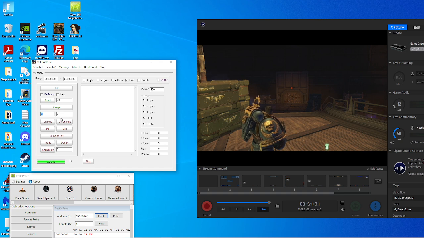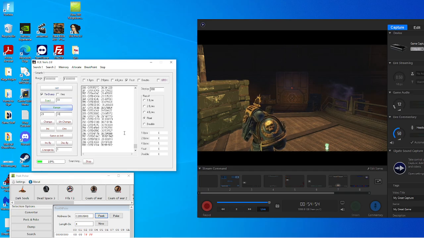So here's what I do. We have 30 bullets. I put a range between the bullets. I usually do plus or minus 1. So instead of searching for 30, I'm going to search 29 to 31. And as you can see, a bunch of decimal values here.